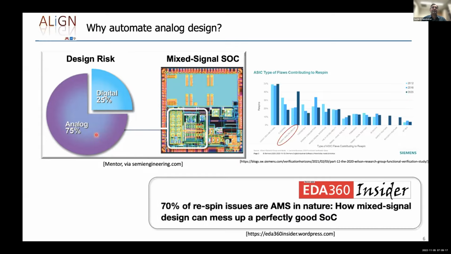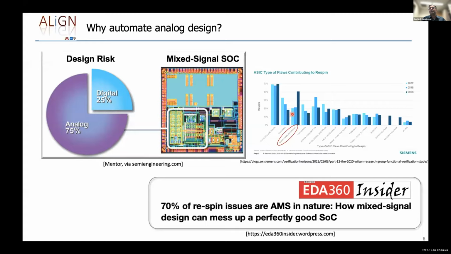This is a relatively old picture. The picture here is from 2021, and it shows you the types of flaws that cause respins in chips. The first one, which is hard to read, is logic or functional flaws, then clocking flaws, and the third one is tuning analog circuits. Now, you can see that this is number three, but if you see the trends, they're quite interesting. As you go from 2012 to 2016 to 2020, you can see that the bar for analog is actually the fastest rising among all of these.